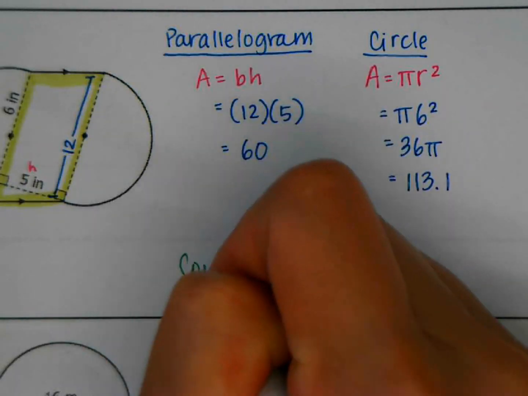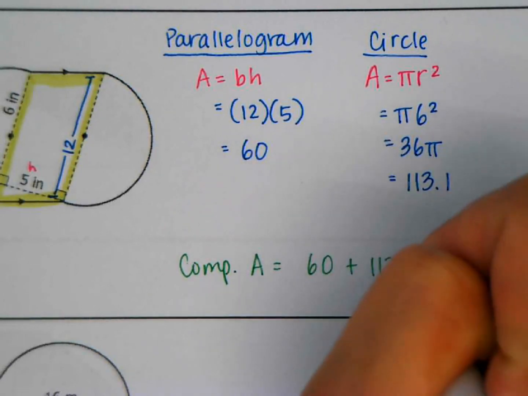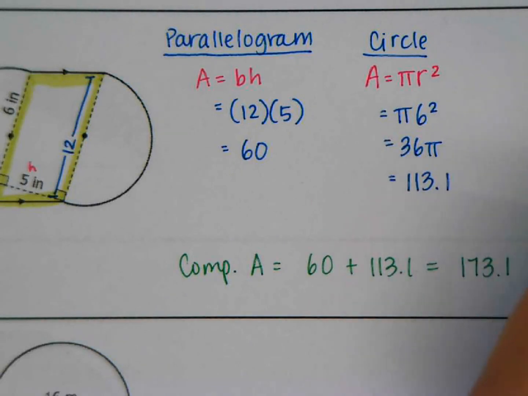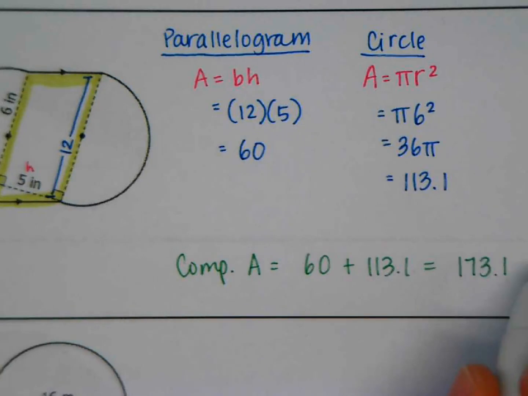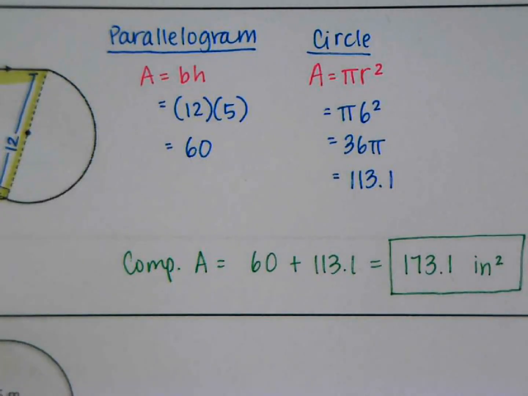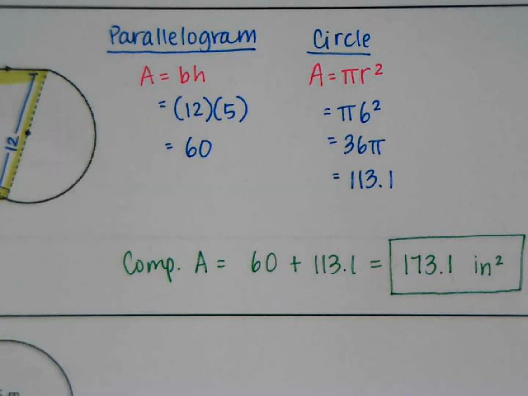So the composite area is 60 plus 113.1, which is 173.1. And the units is inches. And we indicate that it's area by putting a little square there. And that's it. All right.